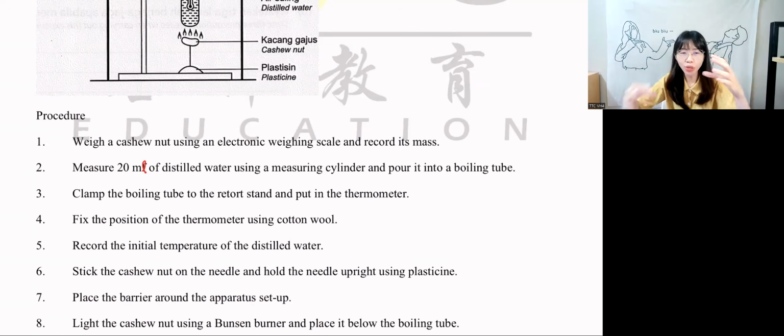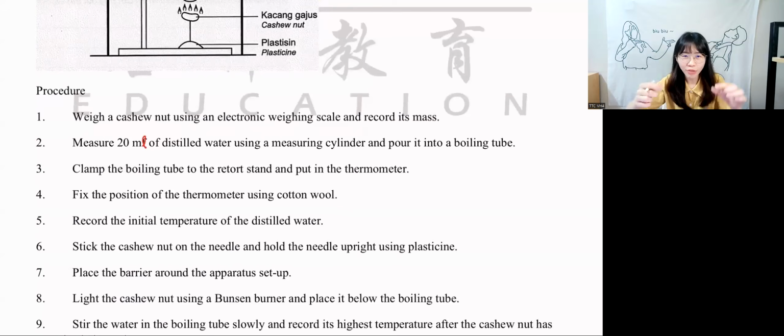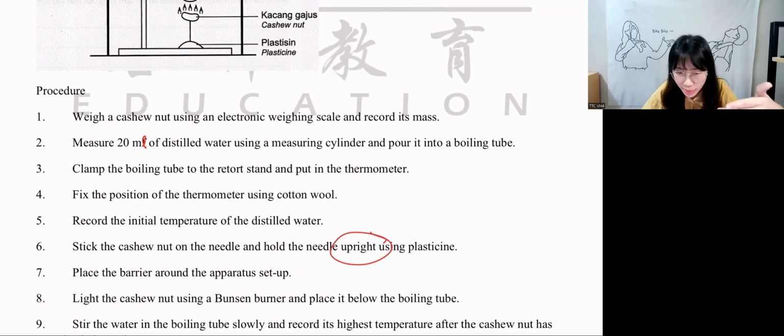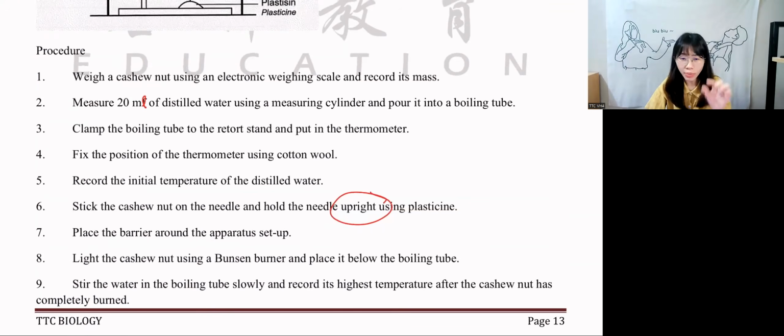Okay, and then you put plasticine on your needle, you have to poke it with your nut. You poke the nut with your plasticine, and you have to be upright. Cannot be lying down, you have to be upright. Then you put a barrier around the apparatus. You light up the nut by using a Bunsen burner. So when you light up the nut, you lift your plasticine, you put it to your Bunsen burner and put it back to the original place.